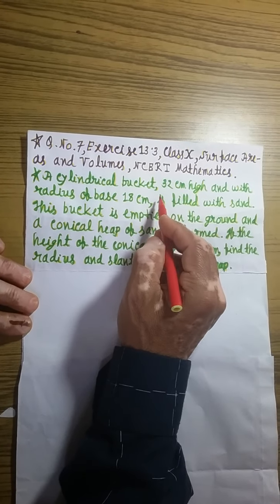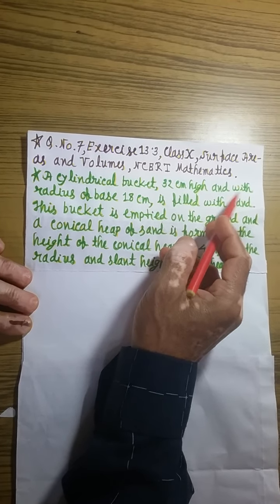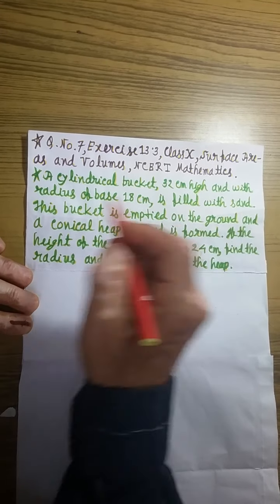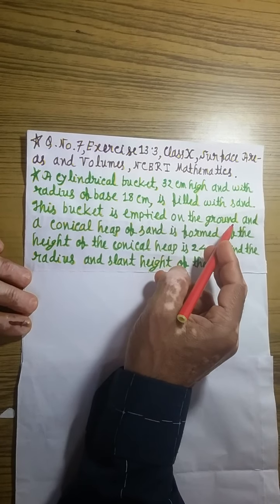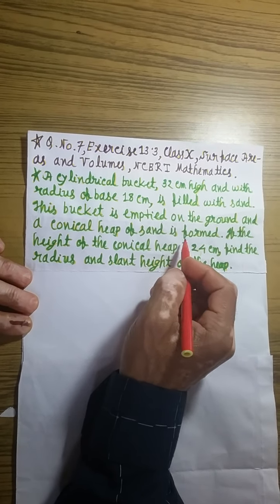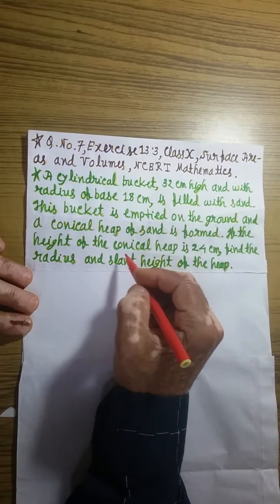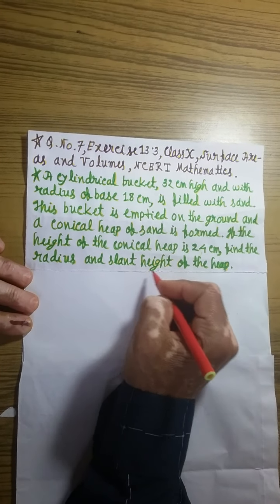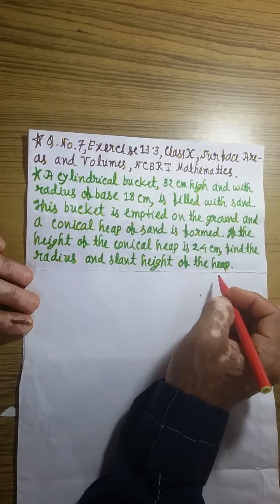A cylindrical bucket 32 centimeters high and with radius of base 18 centimeters is filled with sand. This bucket is emptied on the ground and a conical heap of sand is formed. If the height of the conical heap is 24 centimeters, find the radius and slant height of the heap.